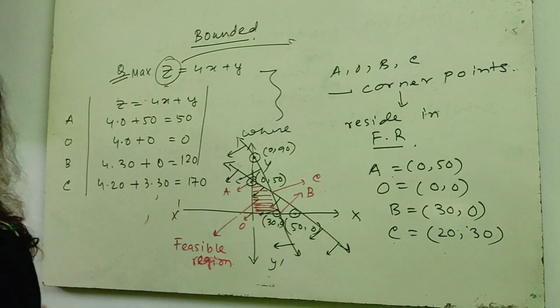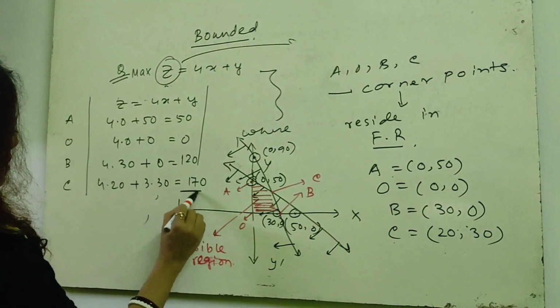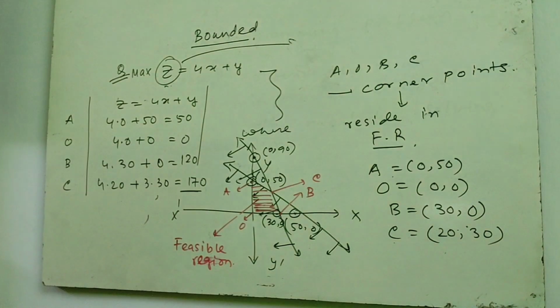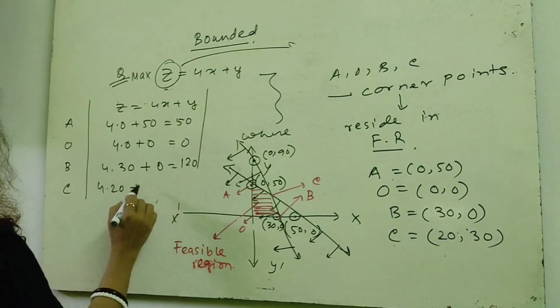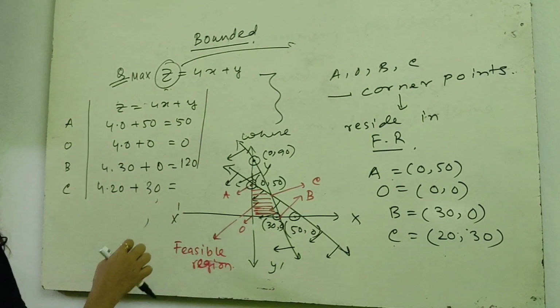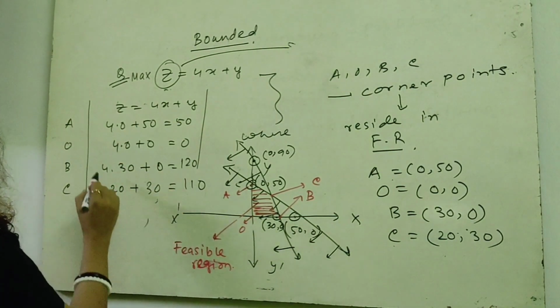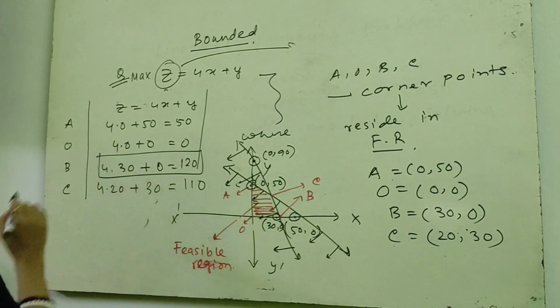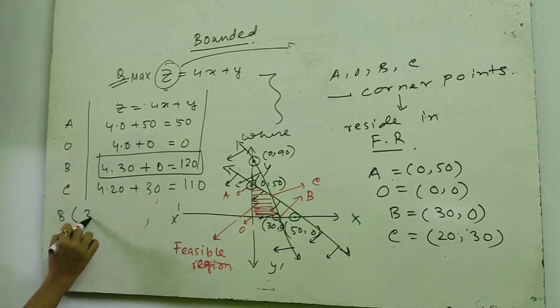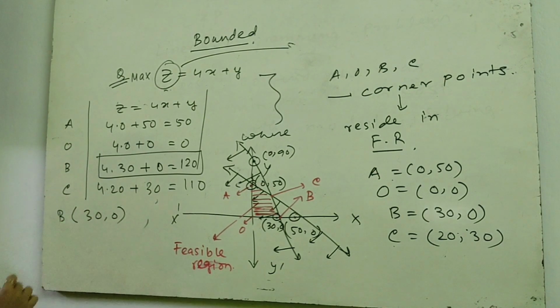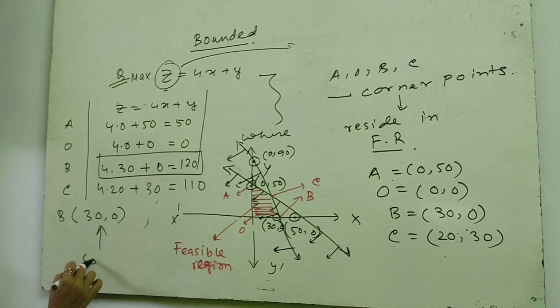Okay, so this is the maximum value. Sorry, this will be 4 into 20 plus 30, that is 110. So for B, there is the maximum. So the solution is B (30, 0). Okay, this is the solution.